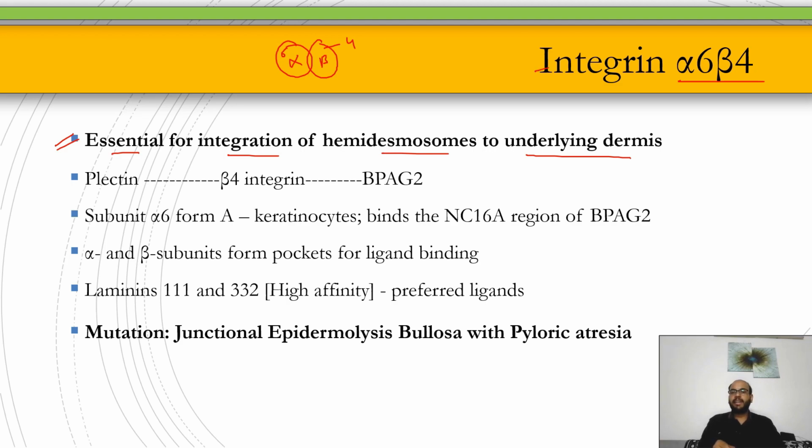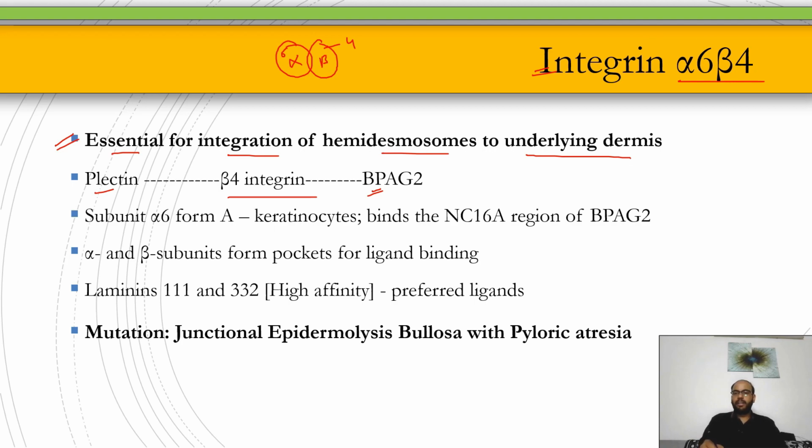Now, integrins are essential for integration of hemidesmosome to the underlying dermis. That is why the name integrin. It is important for integration of hemidesmosomes to the underlying dermis. It integrates the hemidesmosomes and the basal cell to the underlying dermis. So they are known as integrin. And since there are two subunits, alpha and beta, integrin alpha 6 beta 4, the beta 4 subunit is responsible for attachment to plectin and bullous pemphigoid antigen 2.